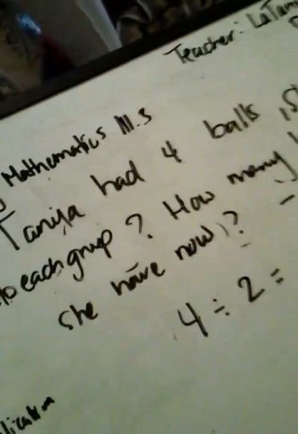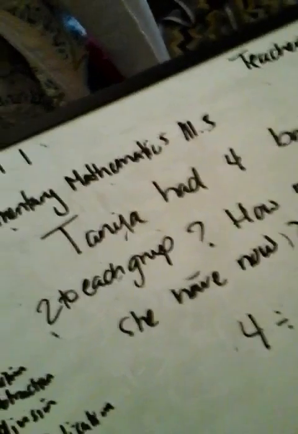Tanya had 4 balls. She gave 2 to each group. How many balls does she have now? Well, we're going to divide. Divided by the 2. Division. She gave to each group.